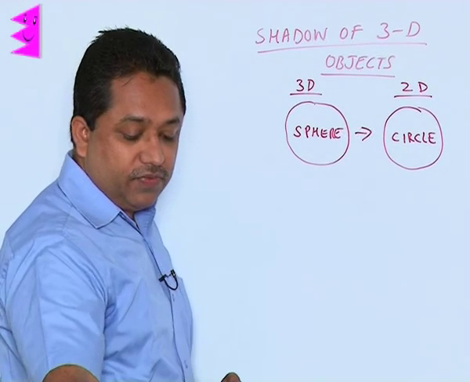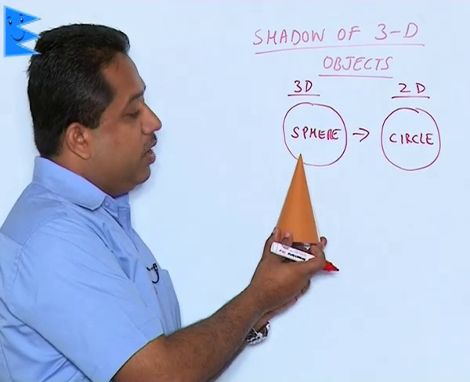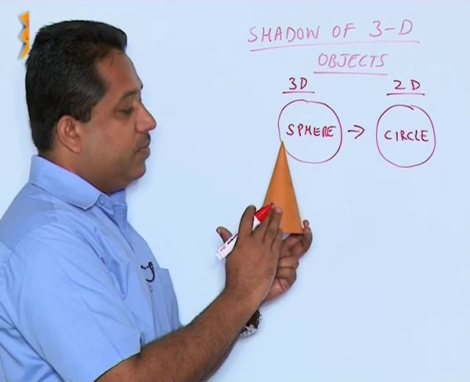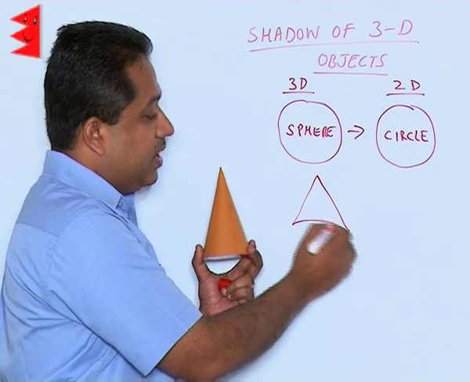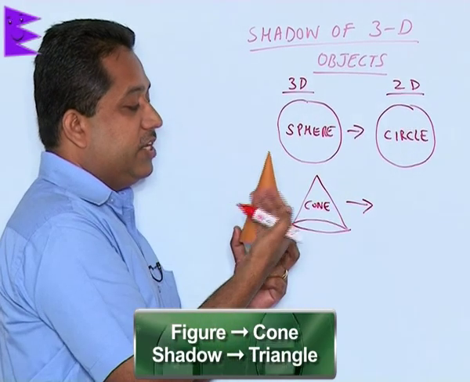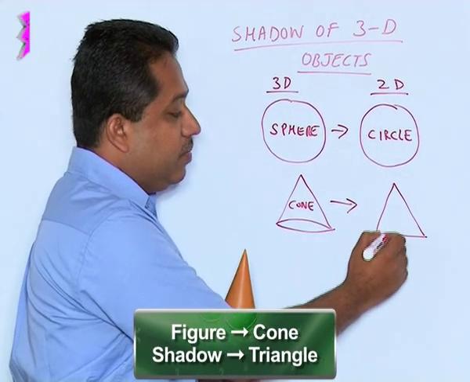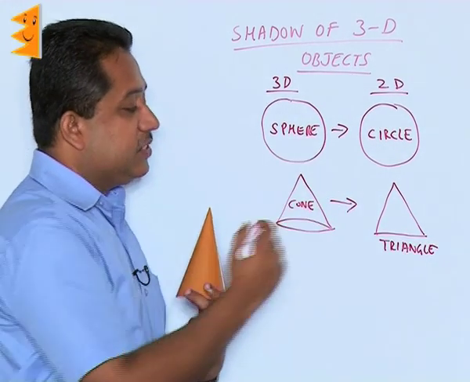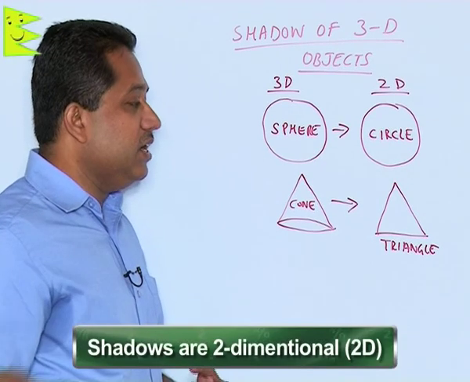Now if you look at some other figures, let us say we are going to look at the example of a cone here. If you are going to project light, the shadow that is going to be formed is in the form of a triangle. We are having a 3-dimensional figure here, and the 3-dimensional figure here is a cone, but when I project it on a wall, the shadow that I observe will now be 2-dimensional, and that 2-dimensional figure will be a triangle. So we see that the original figure is a 3-dimensional figure, but when we look at its shadow, it becomes a 2-dimensional figure, because shadows are 2-dimensional.